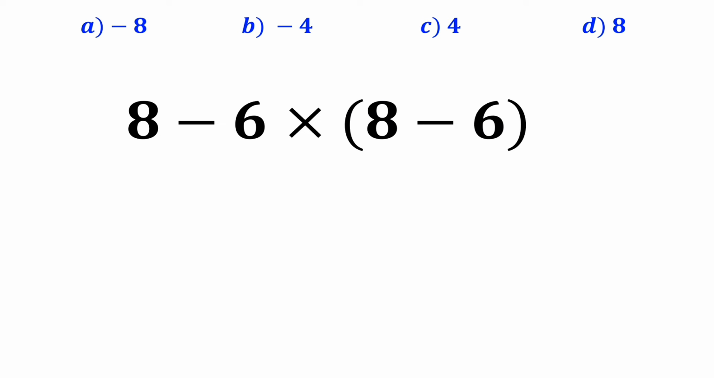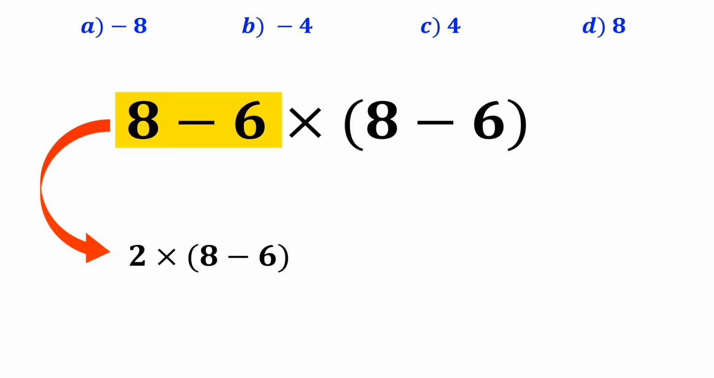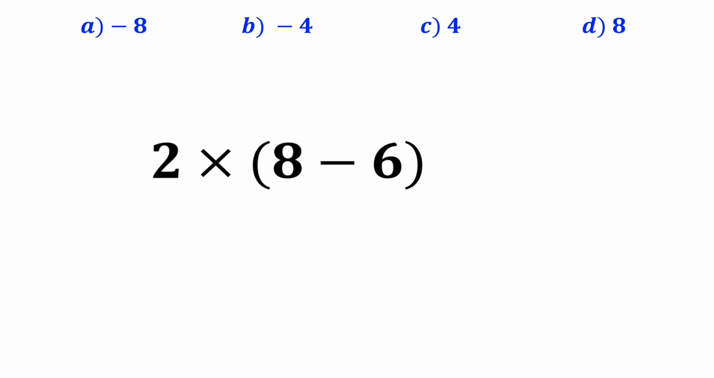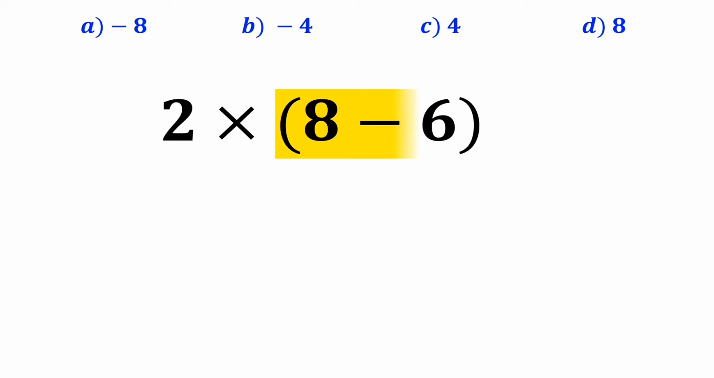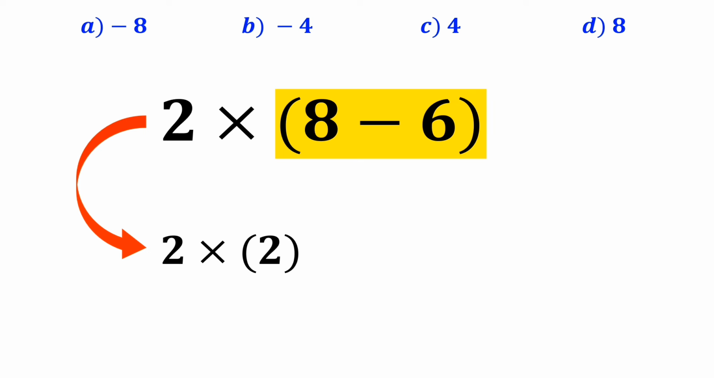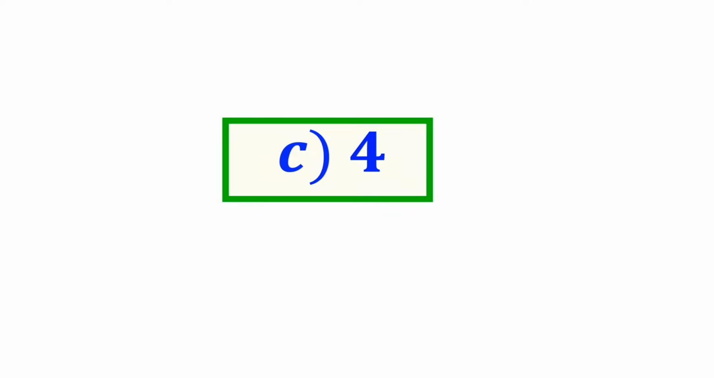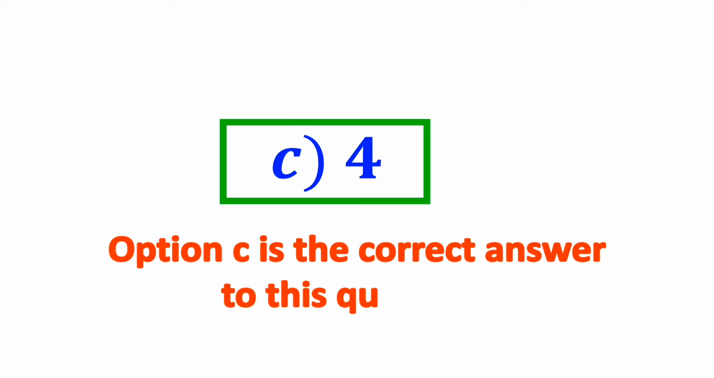In the first step, most people subtract 8 minus 6, which I've highlighted in yellow. So it becomes 2 times (8 minus 6). In the next step, they calculate 8 minus 6 inside the parentheses, which becomes 2 times 2, and finally, the answer becomes 4. So, they think option C is the correct answer to this question.